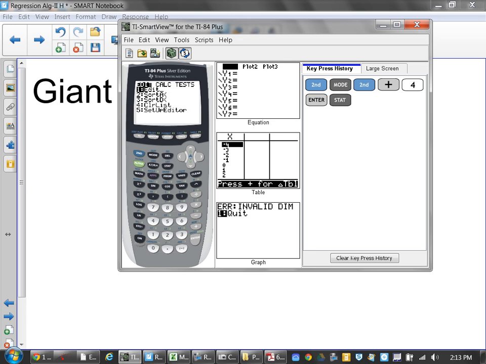You should have a screen like this. You want to edit your lists. So hit Edit right now. Just hit Enter, option number 1. And you should see lists L1, L2, L3. You can have, I believe, up to 6 lists. We're only going to worry about 2 of them. So move your cursor over to L1. If you look on the right side of this handout, you'll see what the table should look like. Your L1 is basically going to be your X values. Your L2 will be your Y values, your f of x.